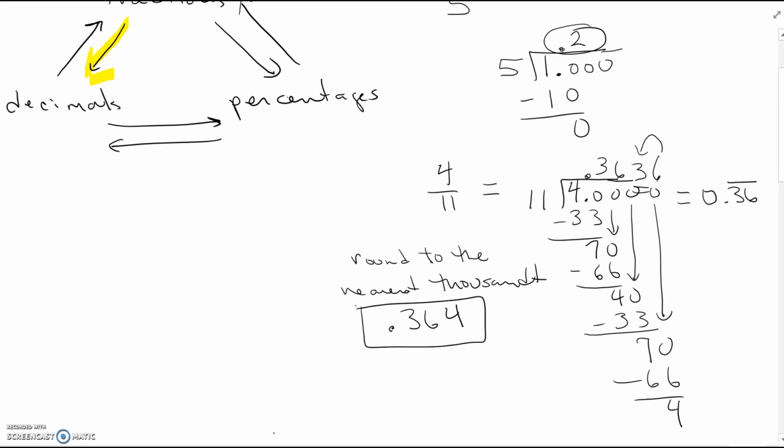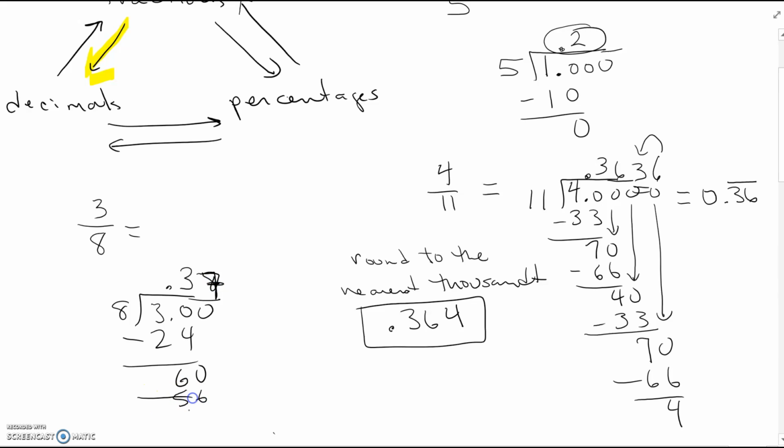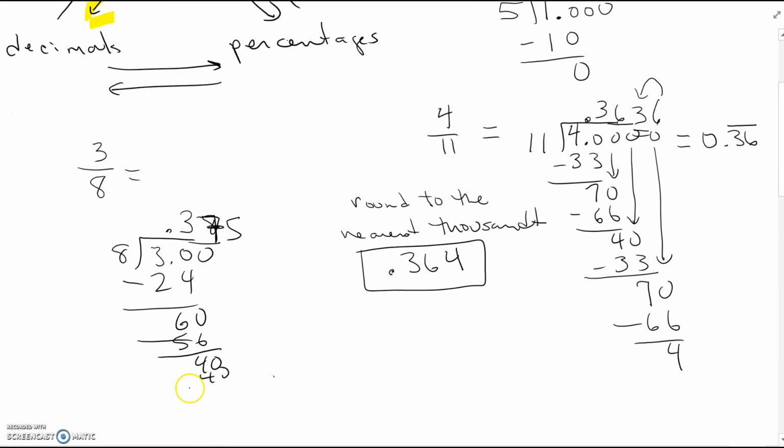And one more example we'll do, if we had something like 3/8, I could divide that either on my calculator or by hand. I'm just going to do it by hand to show you what happens. And in this case, again, we get down to something that stops, so 3/8 is exactly equal to 0.375.